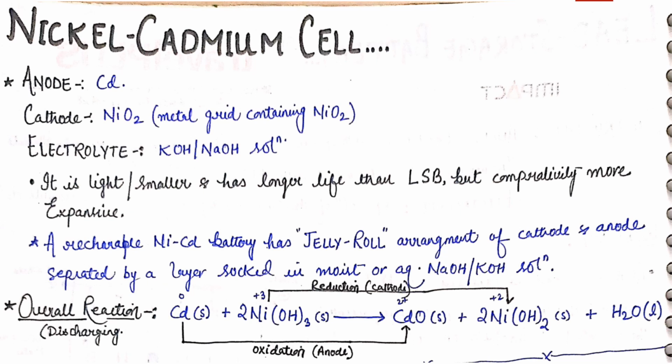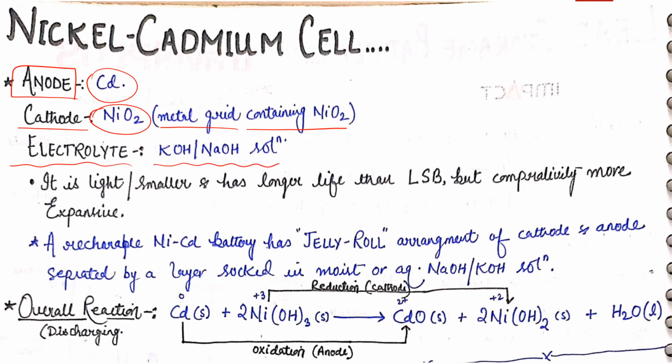Now we will discuss the second most important example of secondary batteries, that is the nickel cadmium battery or nickel cadmium cell. This nickel cadmium battery is composed of an anode, a cathode and the electrolytic material. The anode is made up of cadmium, while the cathode is made up of a metal grid containing nickel oxide. The electrolyte used here is KOH or NaOH, which means a strong base.